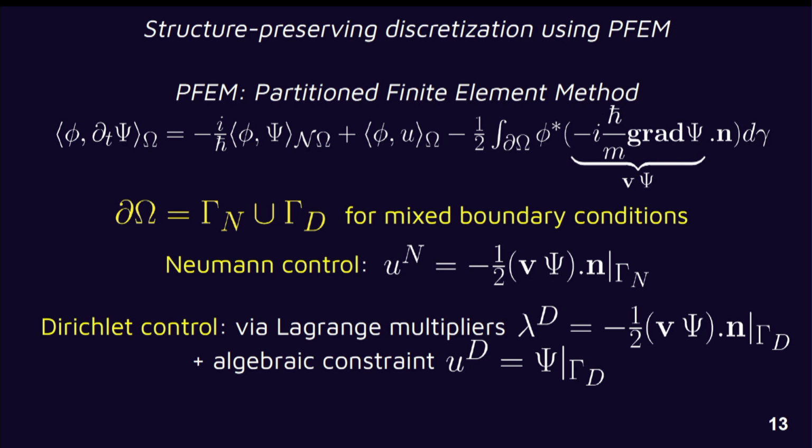As you can see, when we integrate by parts, we get the normal velocity control appearing naturally, but we would like to mix Neumann control with Dirichlet conditions. So to impose the Dirichlet conditions, we use Lagrange multipliers, and we introduce an algebraic constraint to the system.